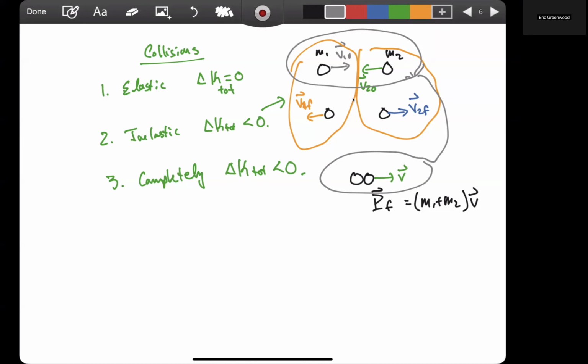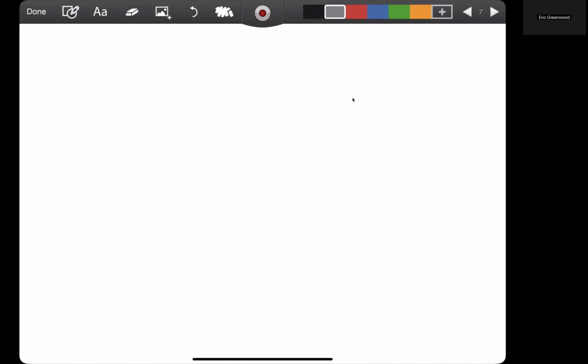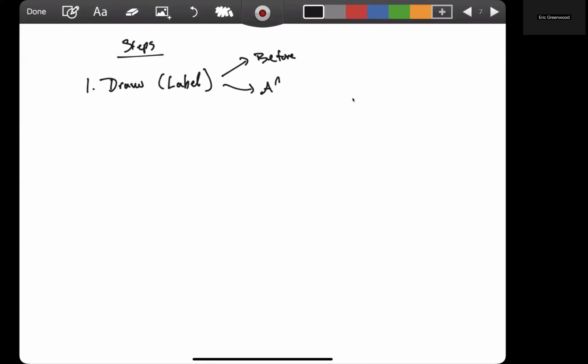So the strategy for solving these problems, again, let's look at our steps just like before. Step number 1 is the same thing. We're going to draw, and when I say draw, I mean draw and label everything. Make sure you get all your velocities and all your masses with the directions, because direction matters. We're going to do this before the collision, and then also after the collision.